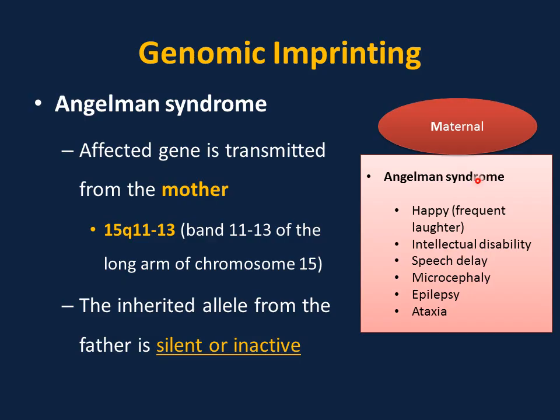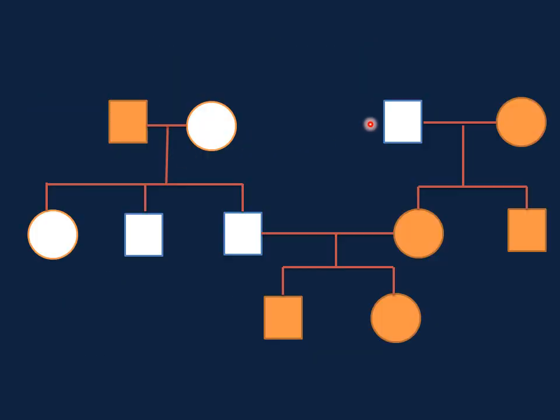In Angelman syndrome, the presentation includes a happy personality, frequent laughter, intellectual disability, speech delay, microcephaly, epilepsy, and ataxia. Remember, Angelman is maternal. Let's look at this pedigree and try to understand. The yellow is the affected or diseased person.